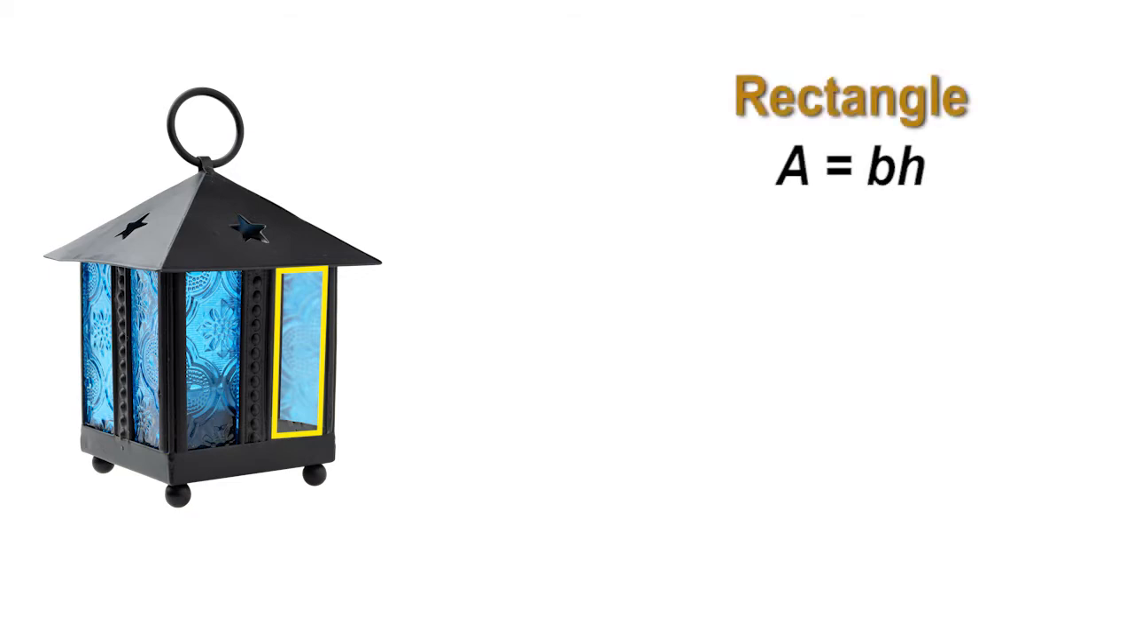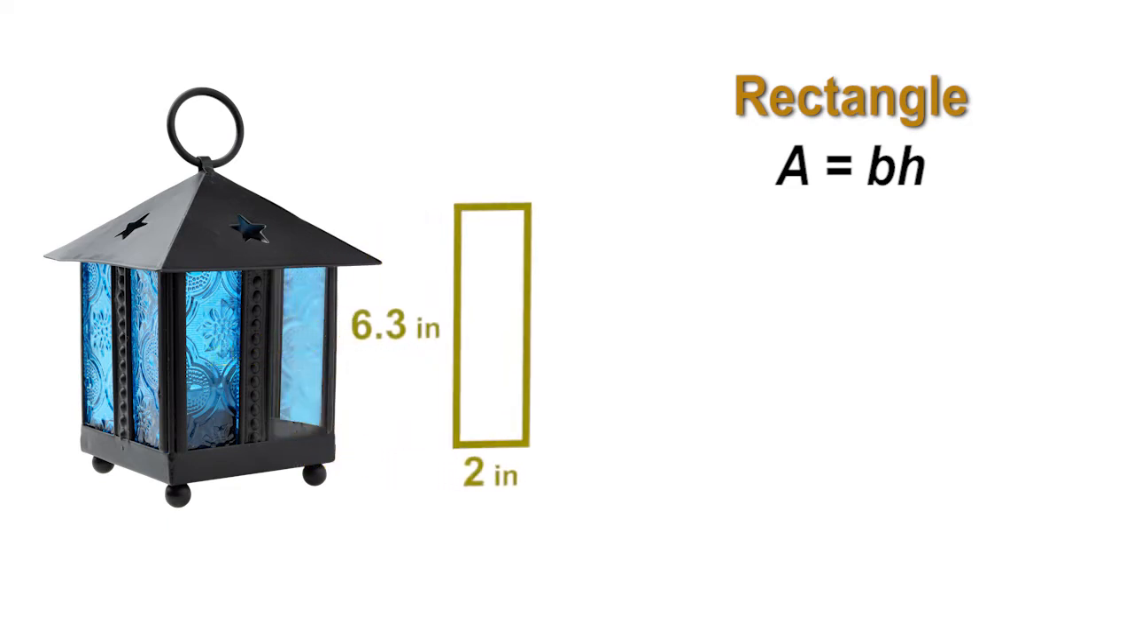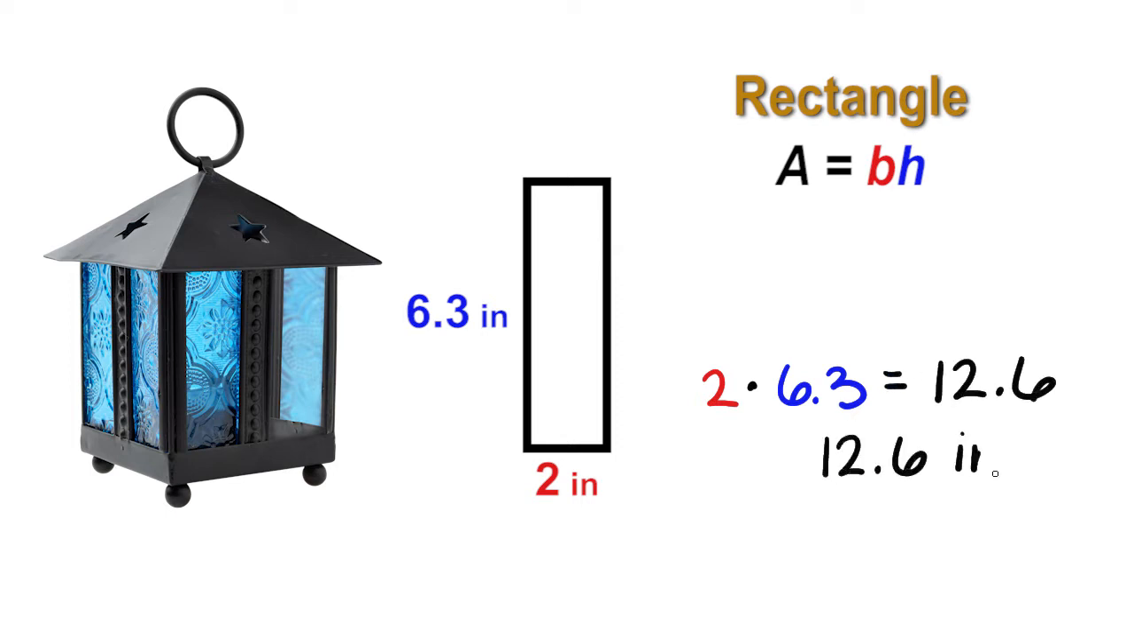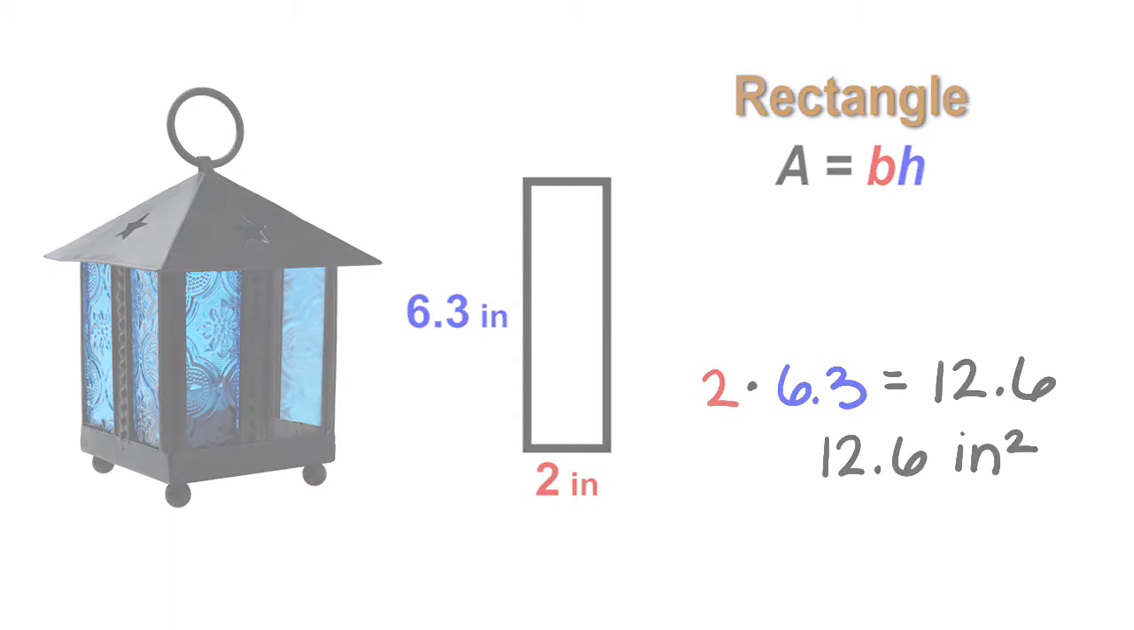For these panes of rectangular glass, the base is 2 inches and the height is 6 3/10 inches. Let's substitute these two values into the formula and multiply the base times the height. 2 times 6 3/10 will get the product 12 6/10 square inches. The area of each rectangular pane of glass is 12 6/10 square inches.